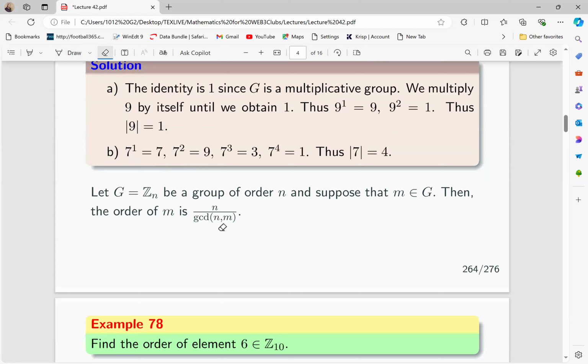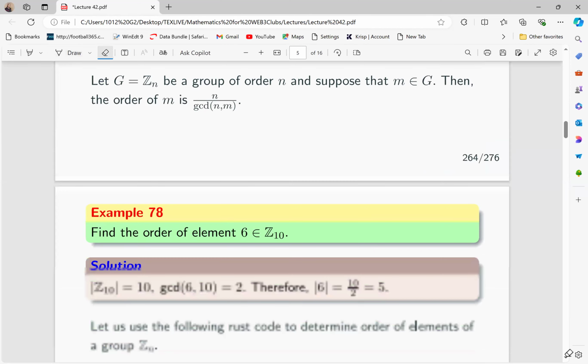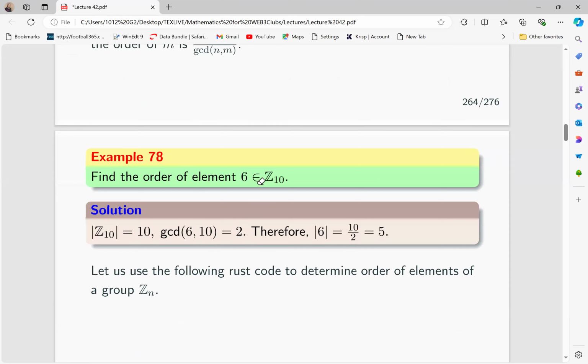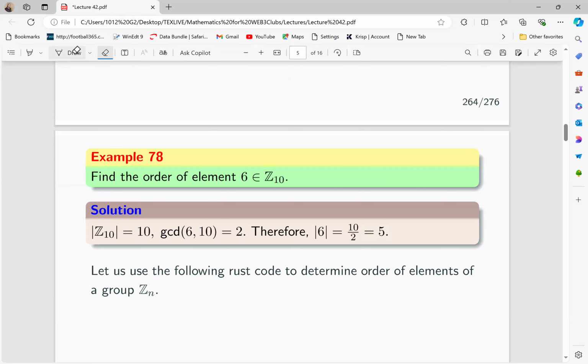Okay, let's look at this other question, then we go to the code. From the way this one is, this is an additive group, because it has no star here, so it's an additive group. So of course, we know how to get the order of an element. We have those 2 ways. So I've decided to use this other way where I say the order of the group is 10, and the GCD of the group order and the element is 2. So when I divide, I get 5.